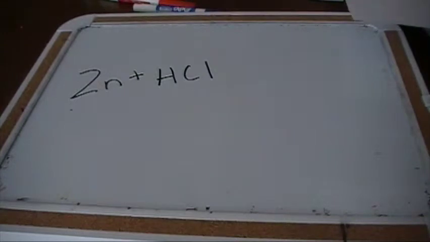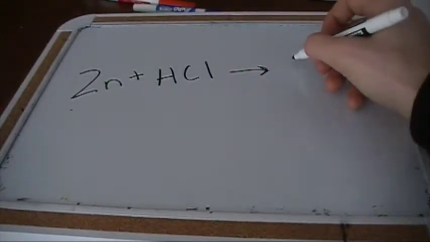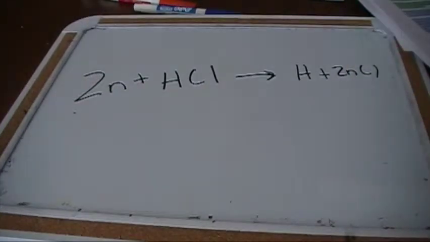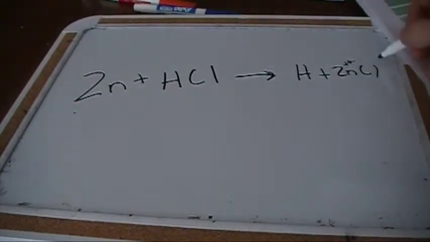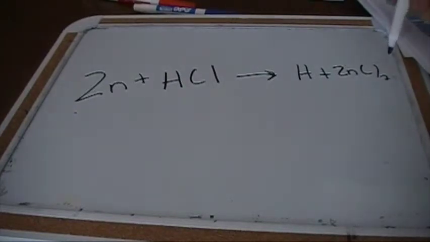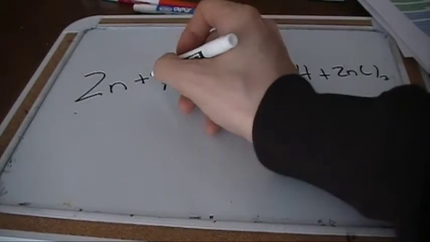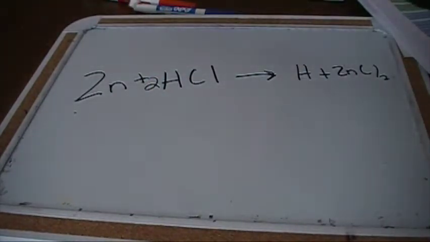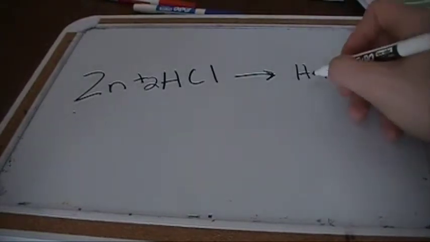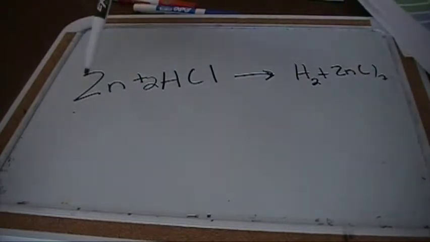So they will replace, and it will combine into H plus ZnCl. On the periodic table, zinc has a charge of +2, and Cl has a charge of -1. So they will cross, and it will form ZnCl2. Since there are two Cl's over here and one Cl over here, you need to place a 2 on that Cl. But now you have two hydrogens, and you need two hydrogens over here. But when a hydrogen is all by itself, without anything else combined to it into a compound, it's always going to be an H2. So now we have one Zn on each side, two Cl's on each side, and two hydrogens on each side.